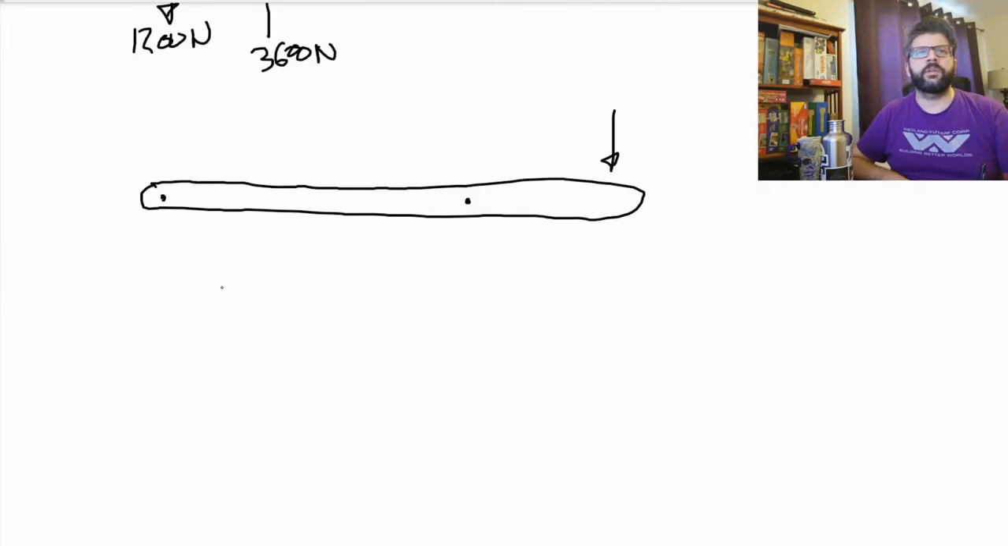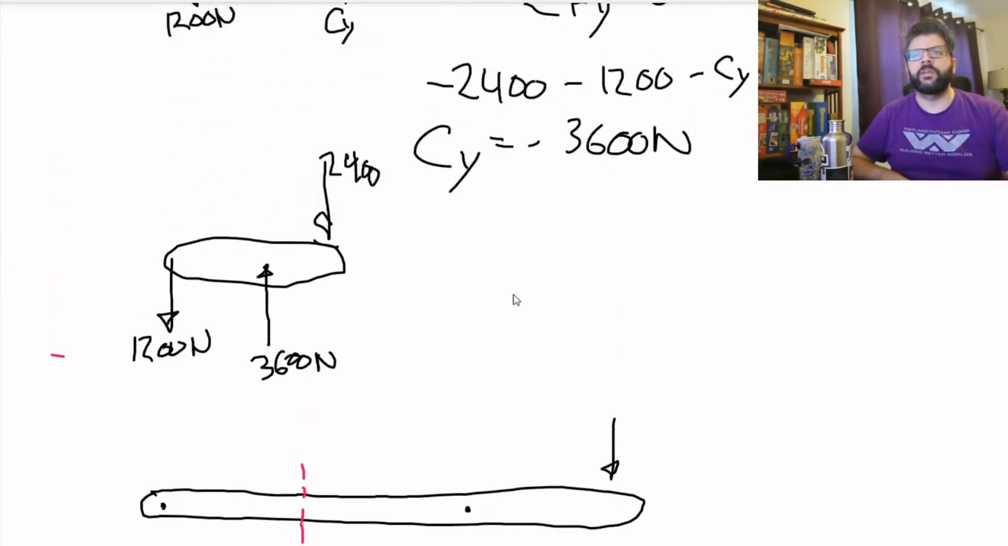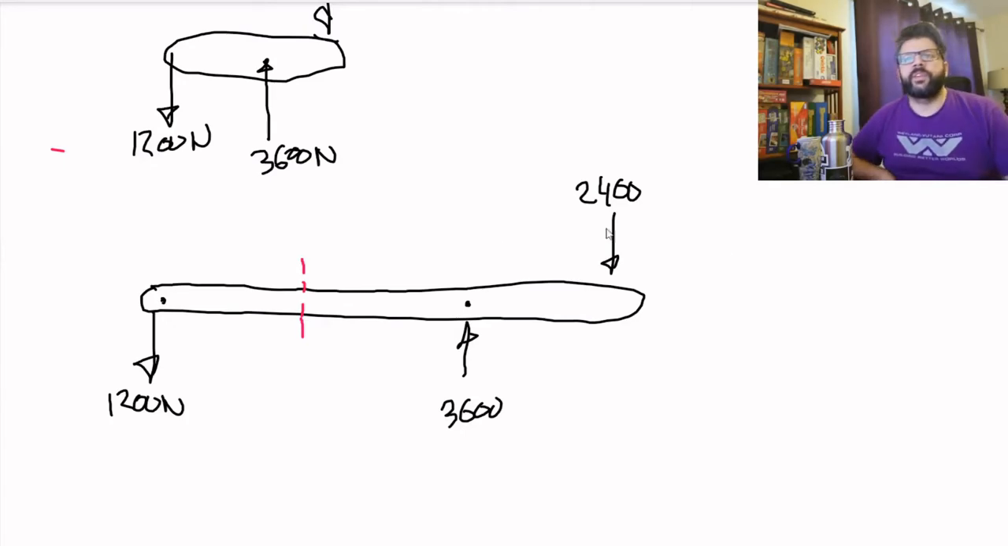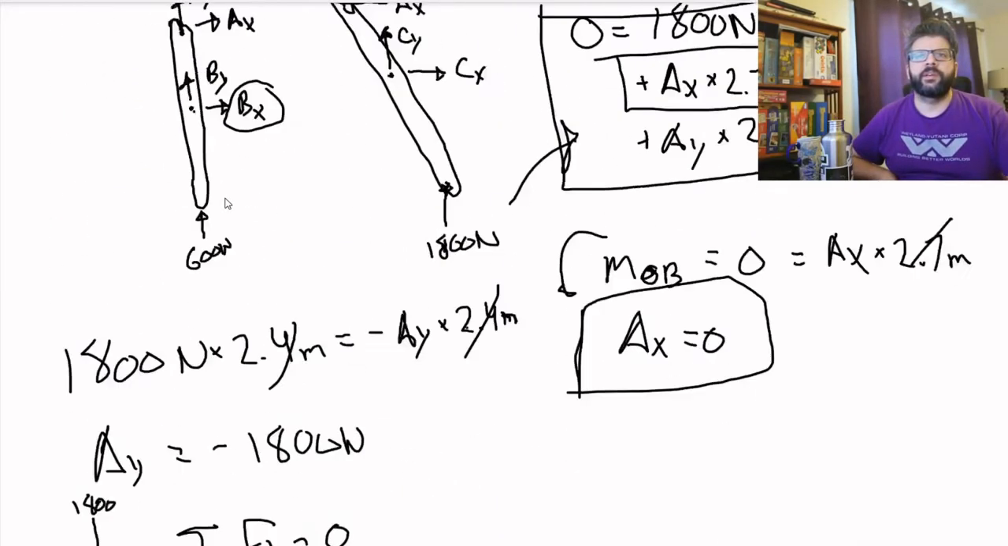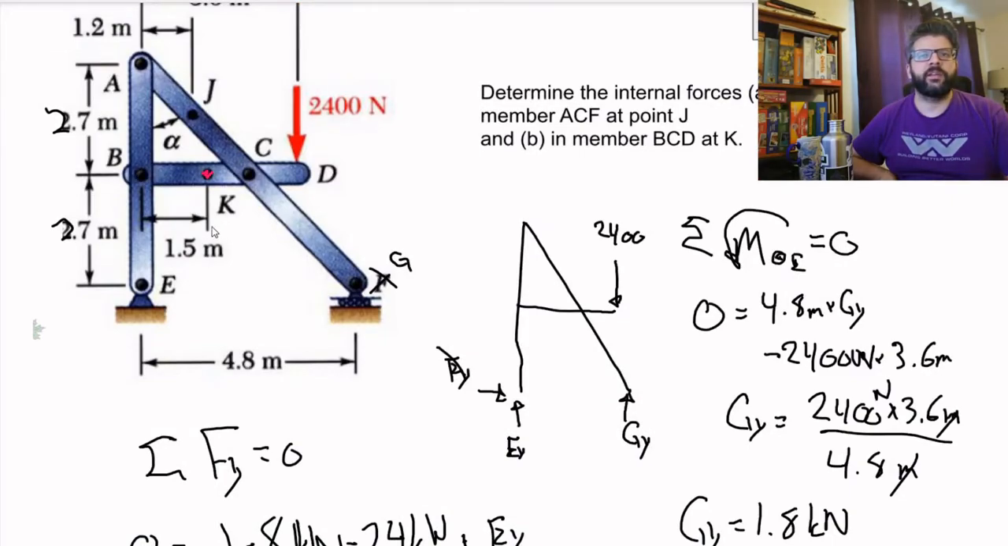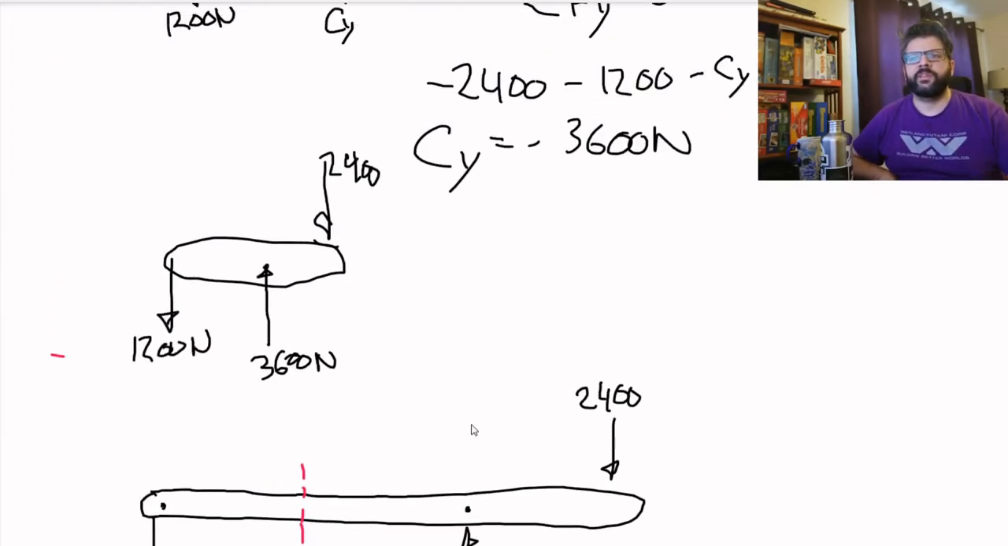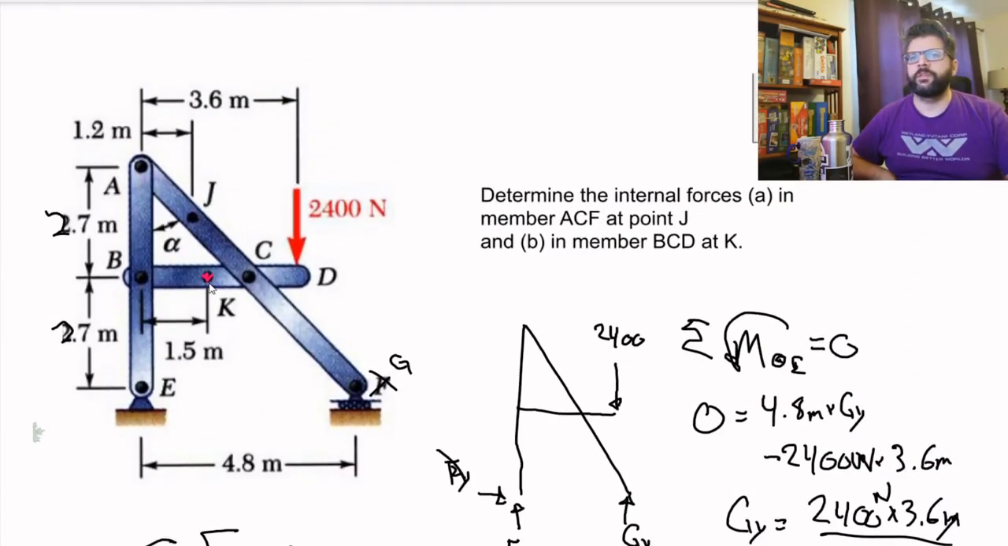Then we are going to go ahead and denote the fact that we are taking a cut here. So we've got these forces here. So if we were to take a cut at this point, K here, 1.5 meters, which means that C is, let's see, how far was C?